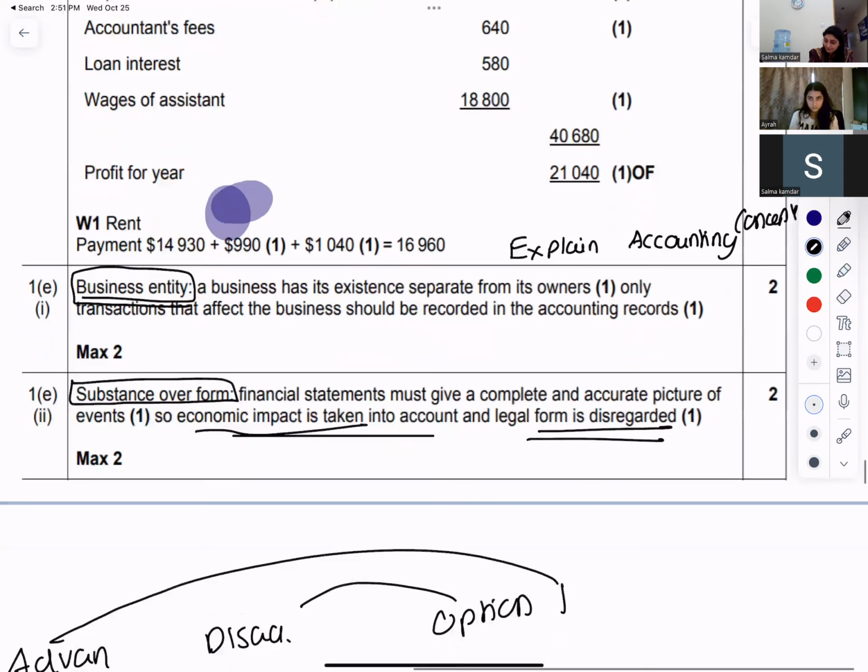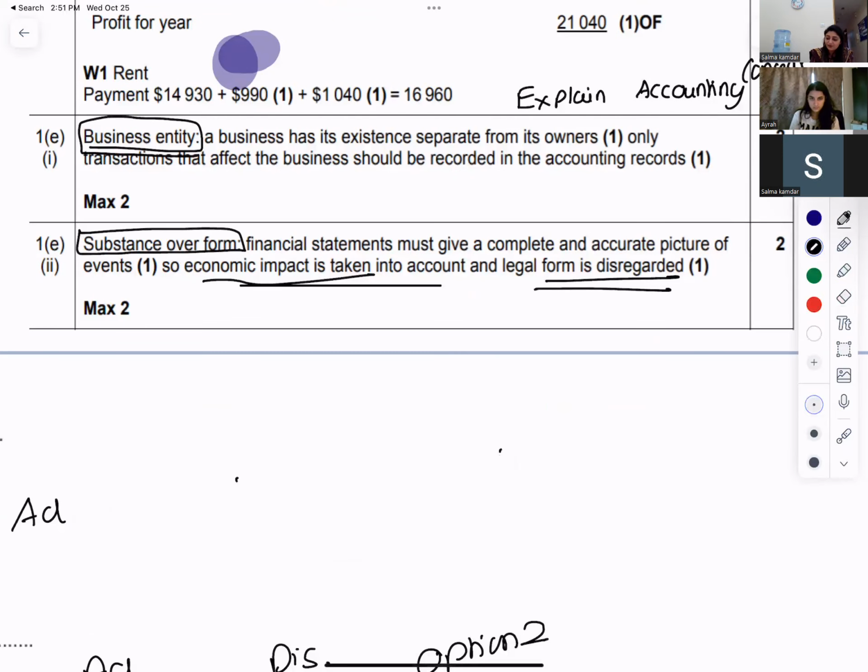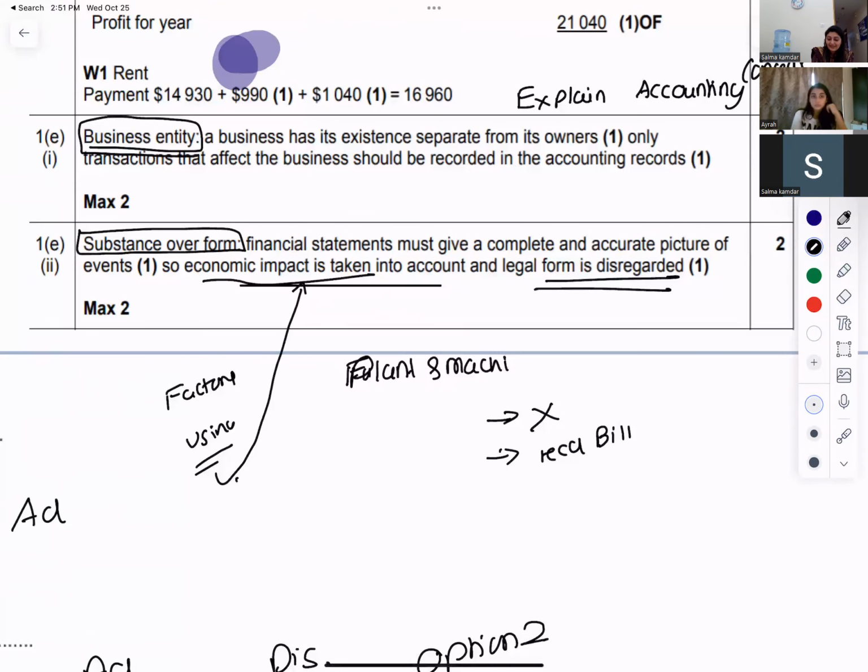Just understand. Say, for example, I have purchased a plant and machinery, but I have neither made the payment for the plant and machinery, nor received any bill to buy it, but the plant and machinery is there in my factory and I am using it. So the economic impact is that I have a non-current asset and I should charge depreciation. This is the economic impact of having that plant and machinery in my factory.